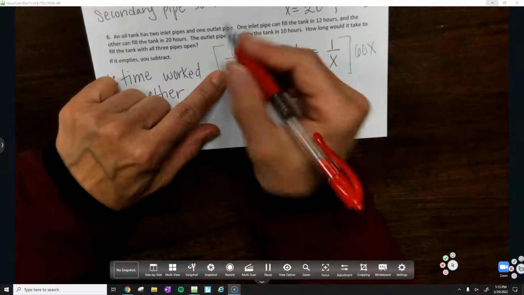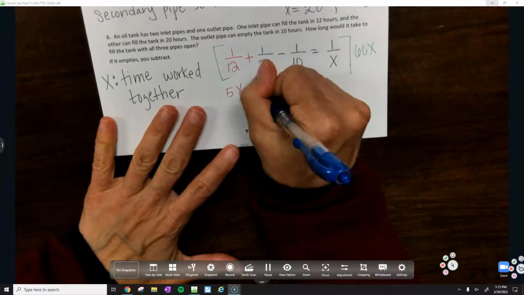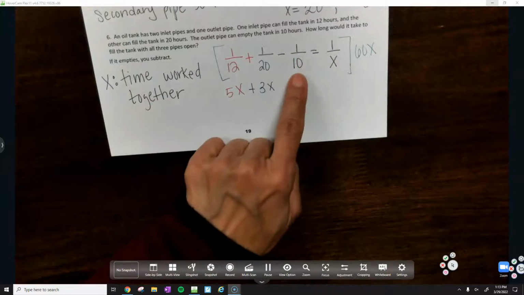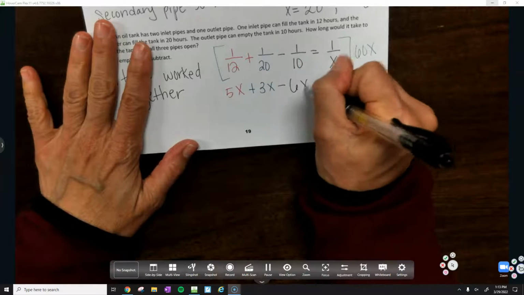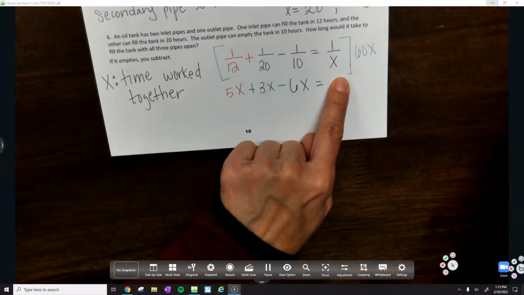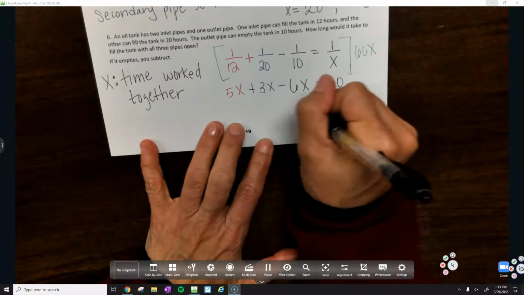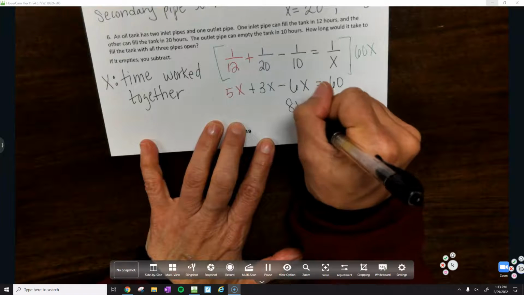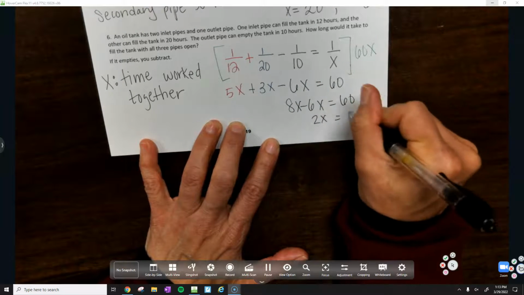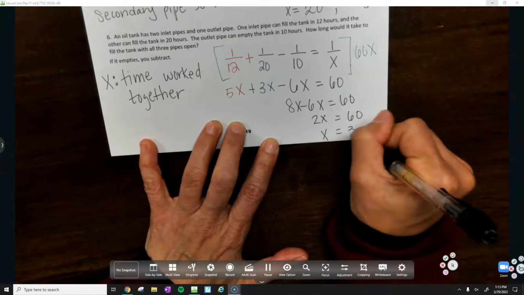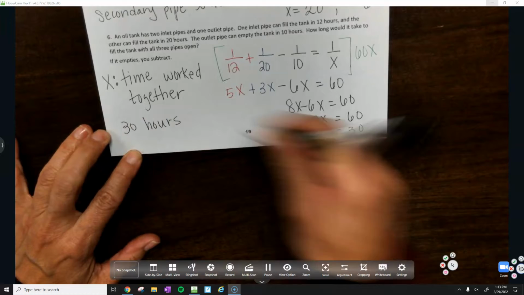60x divided by 12 is 5x. 60x divided by 20 is 3x. 60x divided by 10 is 6x, but don't forget to write the minus sign. The x's are going to cancel out on the other side. That's just going to leave 60. When you simplify this equation, you are going to get 2x equals 60, which means x equals 30, which means it will take 30 hours to fill the tank.